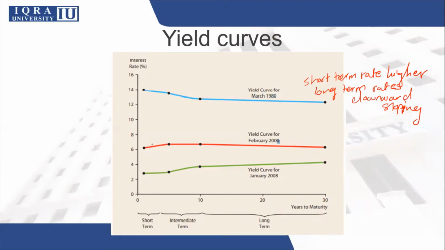Then this one, if you can see, is increasing a bit over here and then it's going downward. So this one is called a humped yield curve. In a humped yield curve, the intermediate-term bonds have a higher interest rate than both the short-term and the long-term interest rates. So this is going to happen when the medium rates are higher.